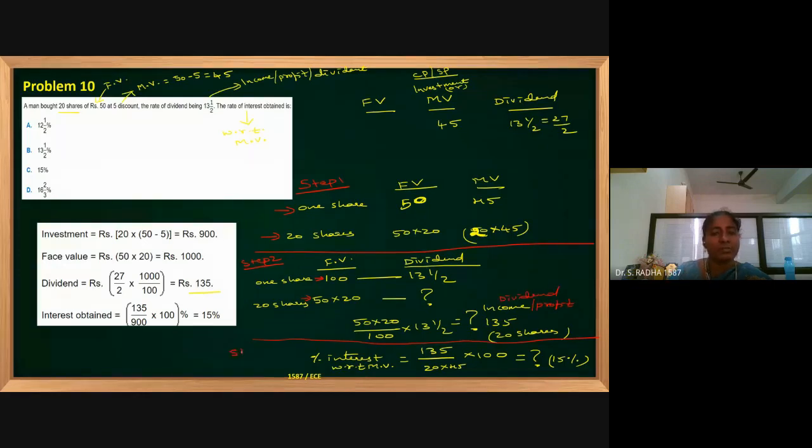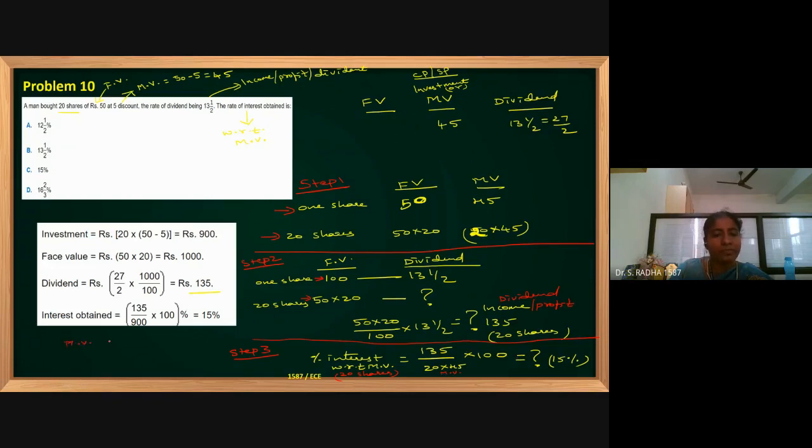Now coming to step 3, we are calculating rate of interest. It is calculated with respect to market value, and for the total 20 shares we have to calculate. So total income is 135. Market value for 20 shares is 20 into 45. We are calculating percentage, so into 100.